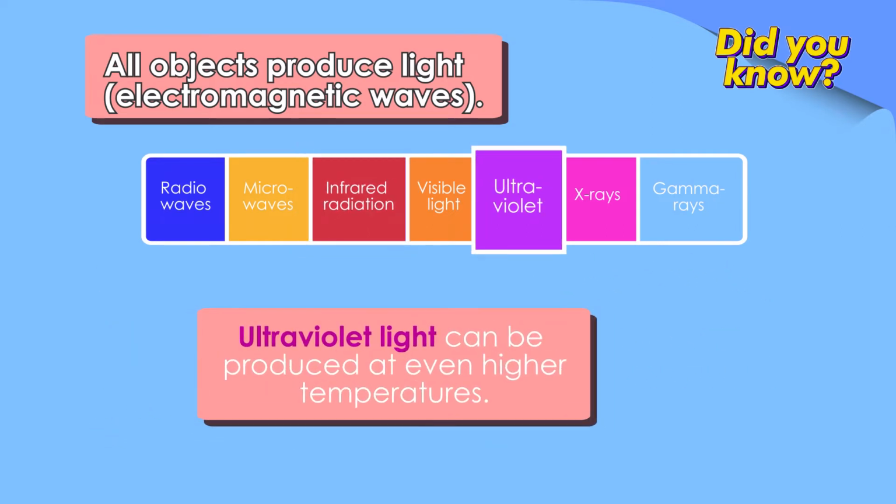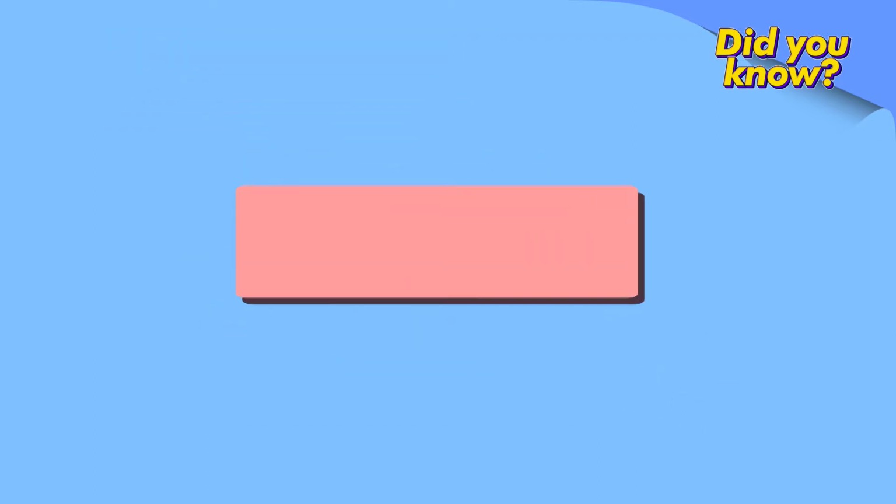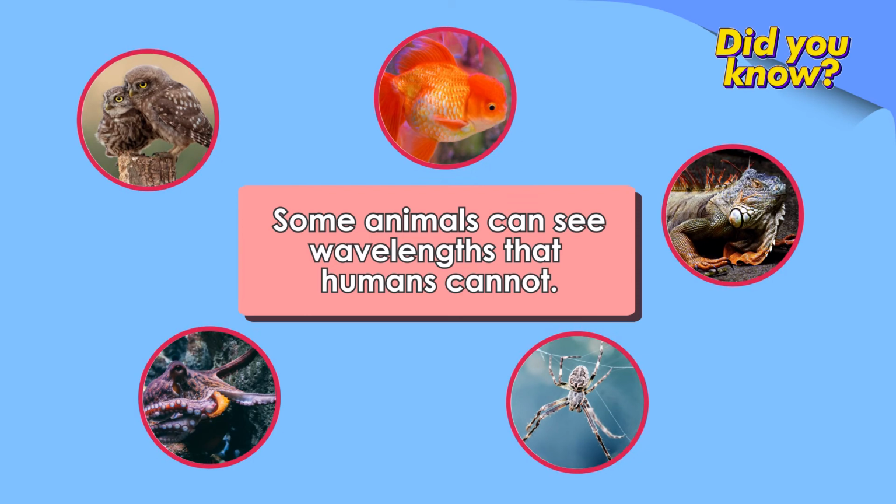Ultraviolet light can be produced at even higher temperatures. Some animals can see wavelengths that humans cannot, for example, the ultraviolet light, UV light.